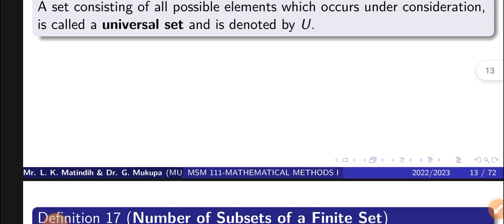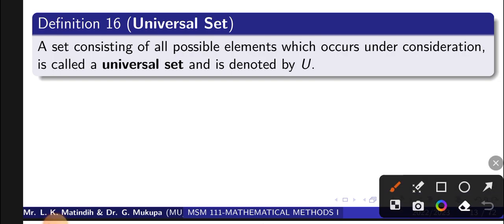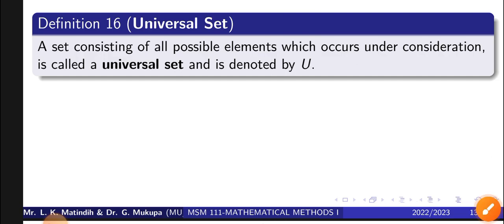What is a universal set? A set consisting of all possible elements under consideration is called a universal set. For example, we can have sets like this.